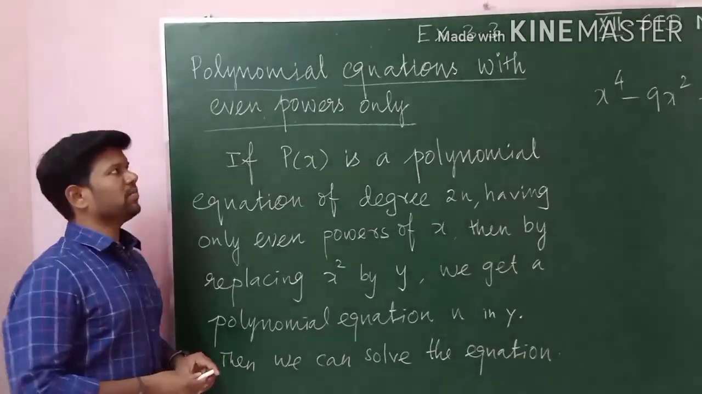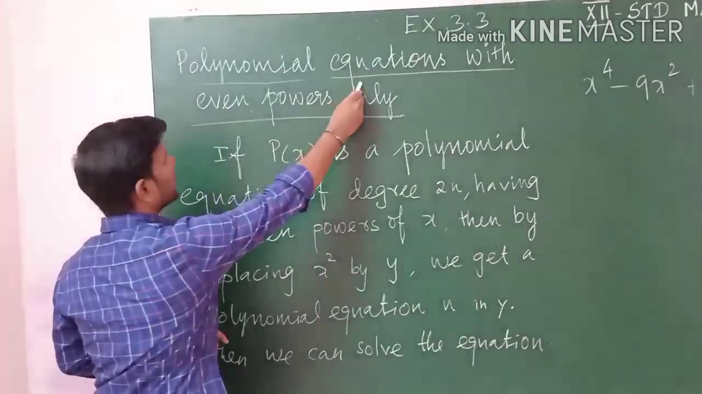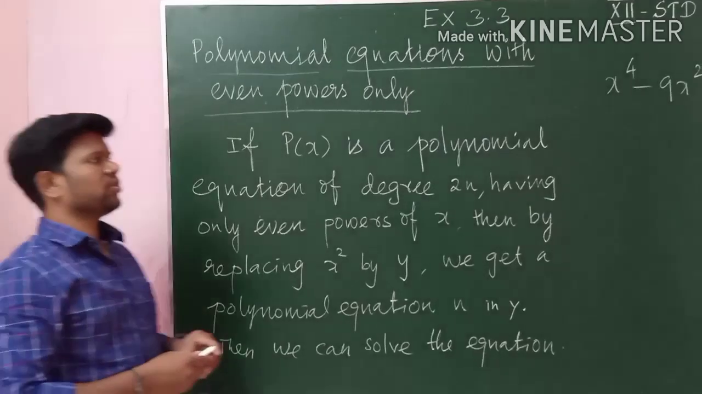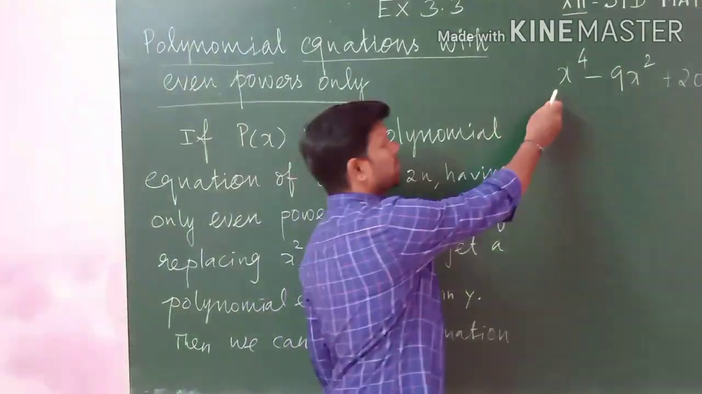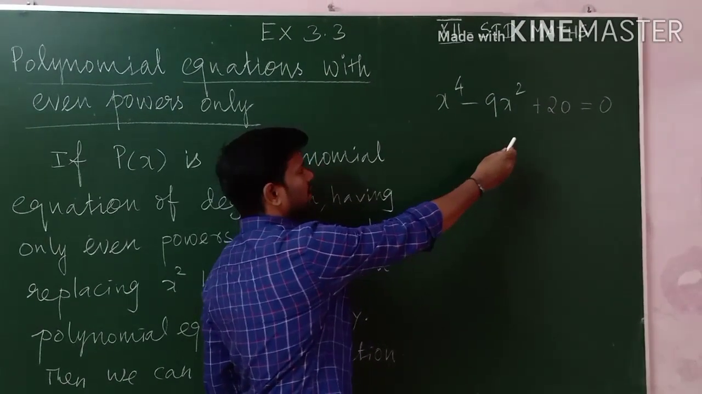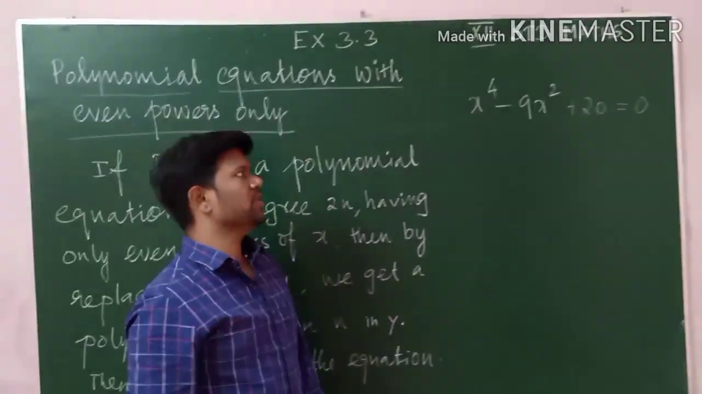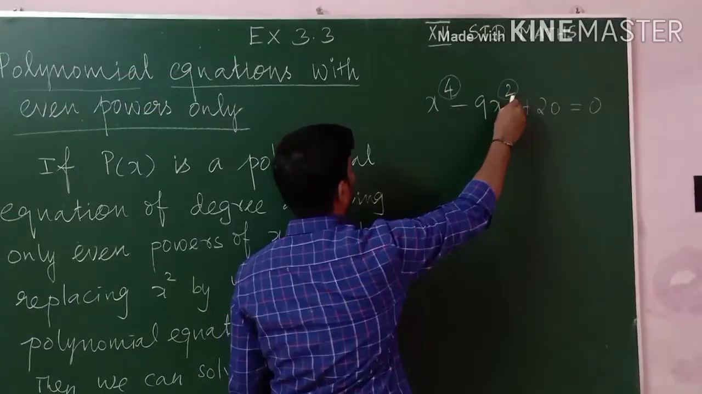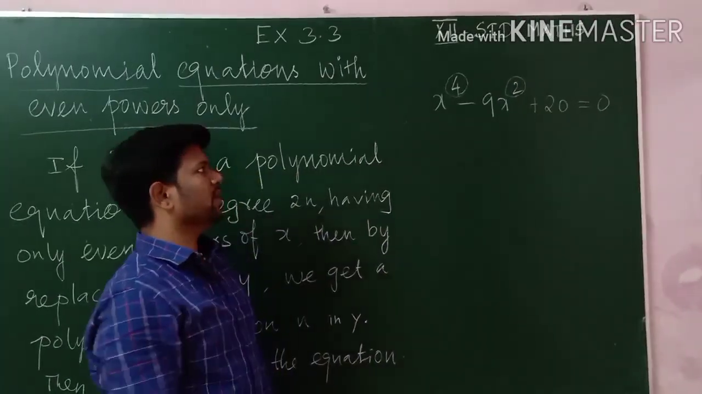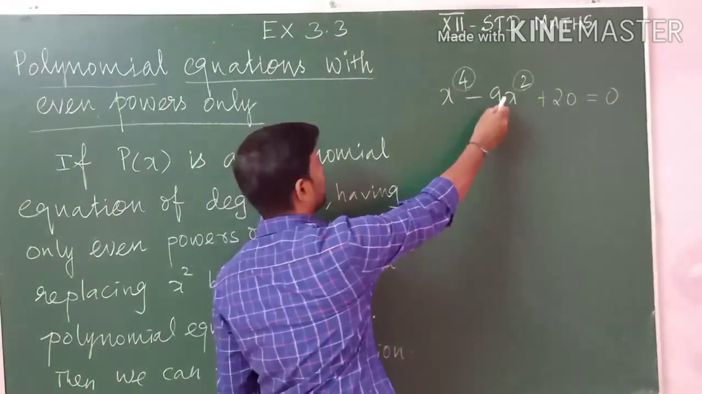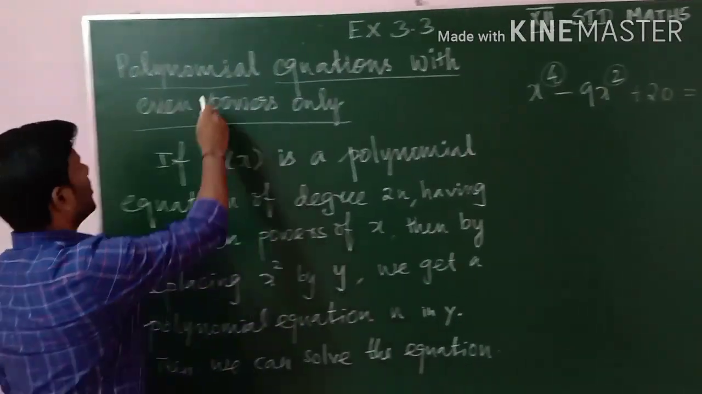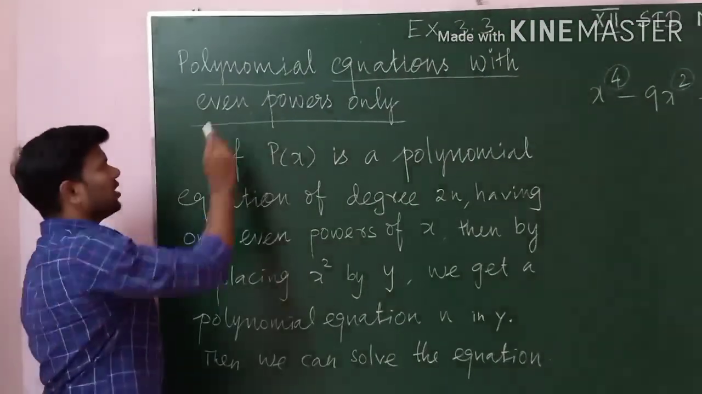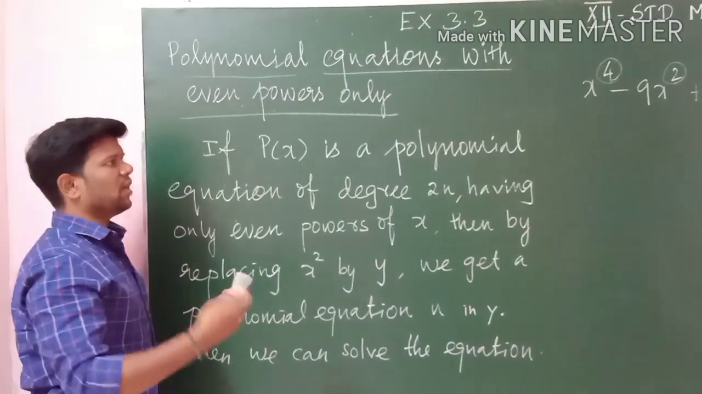Now we will see one property, polynomial equations with even powers only. What is even powers? Suppose you consider the equation x power 4 minus 9x square plus 20 equal to 0. See the power of x, 4, 2. So these numbers are what? Even numbers. So that is even powers, x power 4, x square. So polynomial equations with even powers only. Suppose the polynomial equation has only even powers, how do you have to solve?